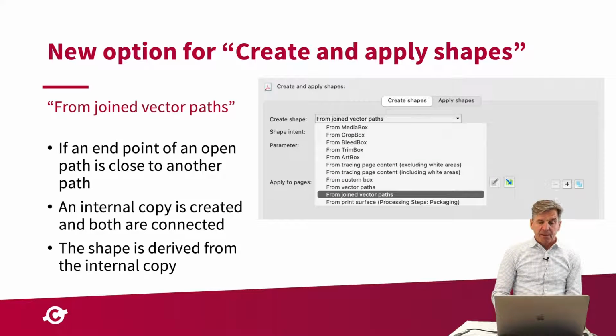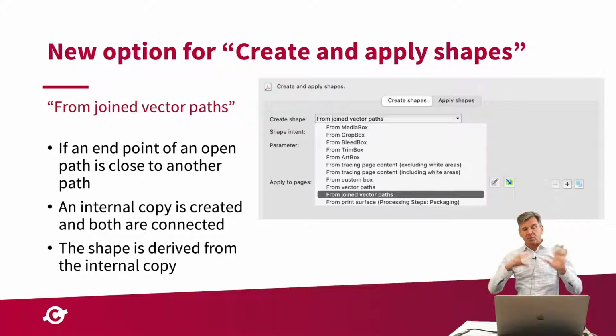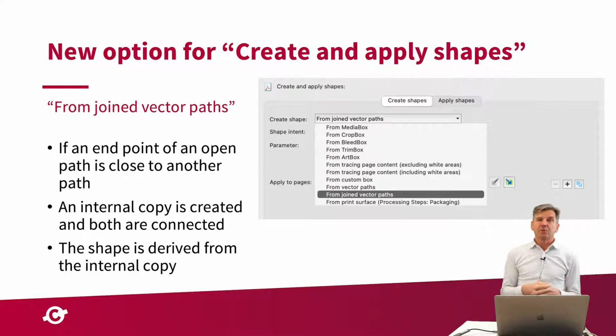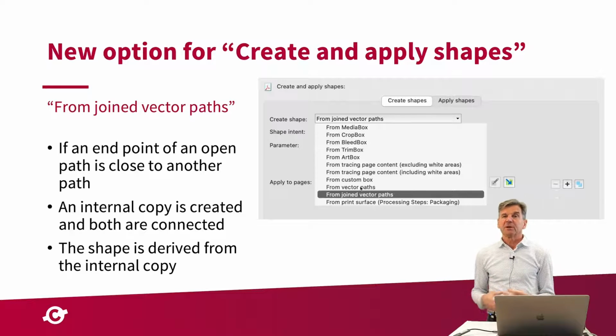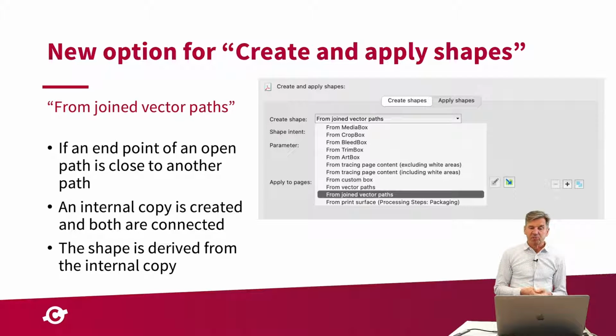So what you want to do is, in some cases, to derive a new path object from these disconnected path objects, a new path object where all the paths are connected. And that is possible in pdfToolbox 15 in the Create and Apply Shapes feature. What you had before was from vector paths, and I was using it to create this filled shape, which didn't properly work. There is a new possibility here in pdfToolbox 15, which is called from joined vector paths.